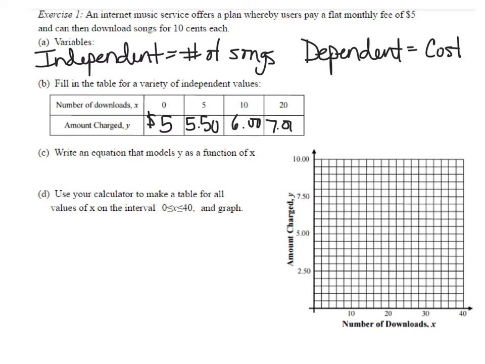So the equation that we could use that would model y as a function of x would be y equals our flat monthly fee of $5 plus 10 cents for each song that we download, so we're going to have to multiply 0.10 times x. We could enter this equation in y1 on our graphing calculator. That would allow us to get a table of values for the interval from 0 to 40.